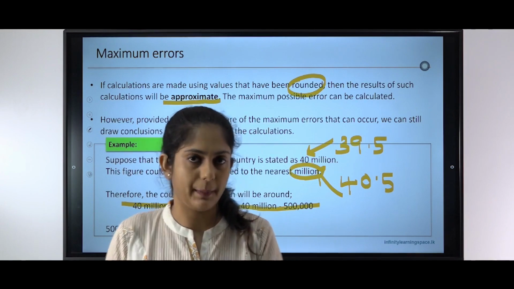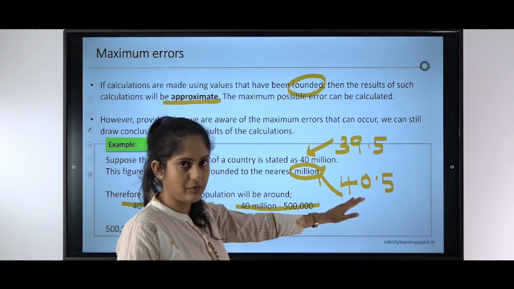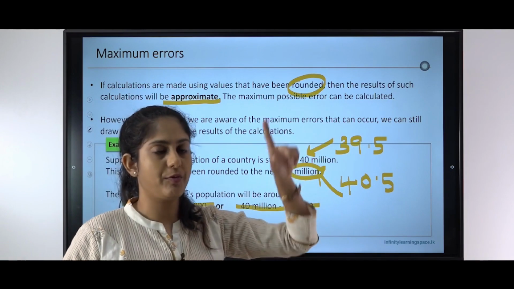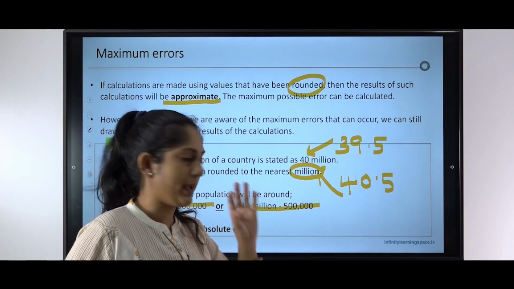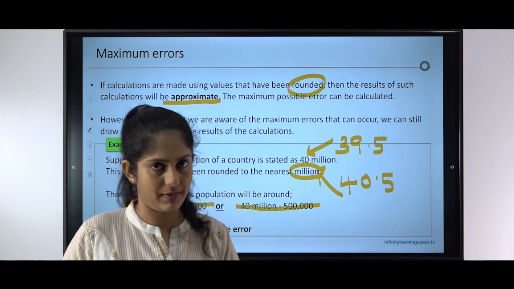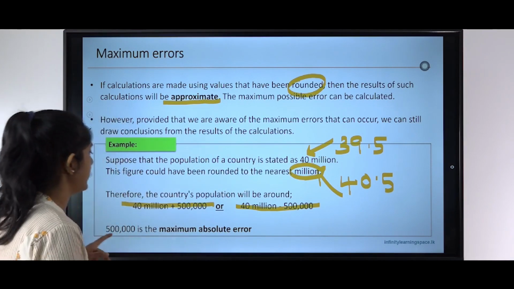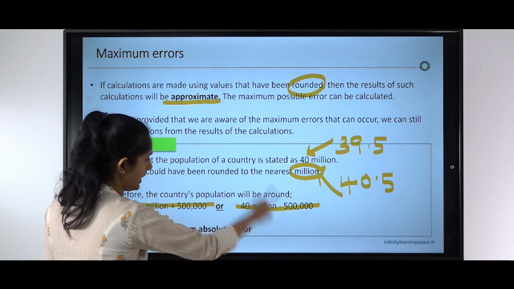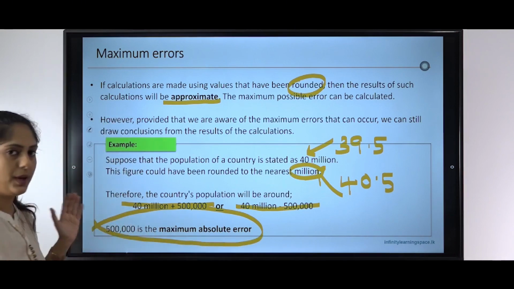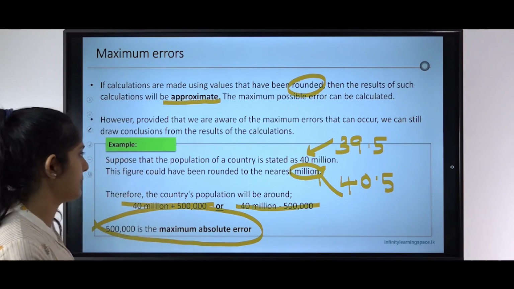So that depends on your number, and I don't know the number. Maximum I know it could have been 40.5 because 40.6 would have been rounded to 41 million. So that's why, based on that, maximum this can go up by 500,000 or down by 500,000. So these are the two possible numbers. That's why we say it could have been up or down by 500,000. So 500,000 is your maximum absolute error, right? Just a simple estimate like that.